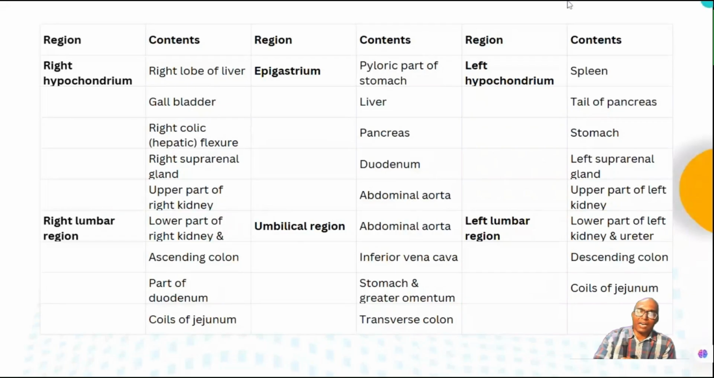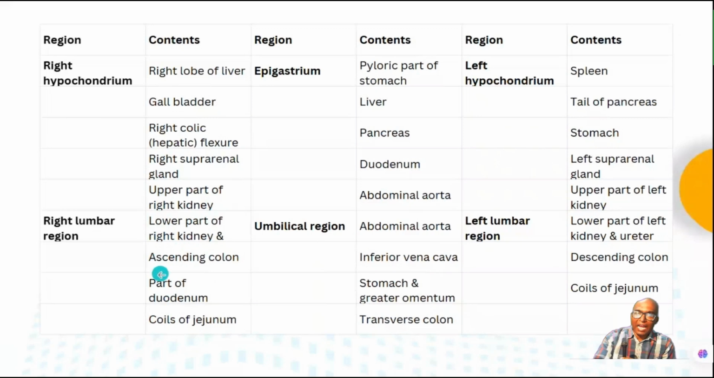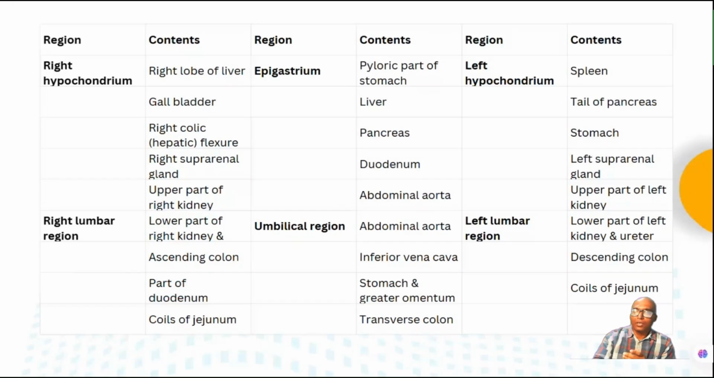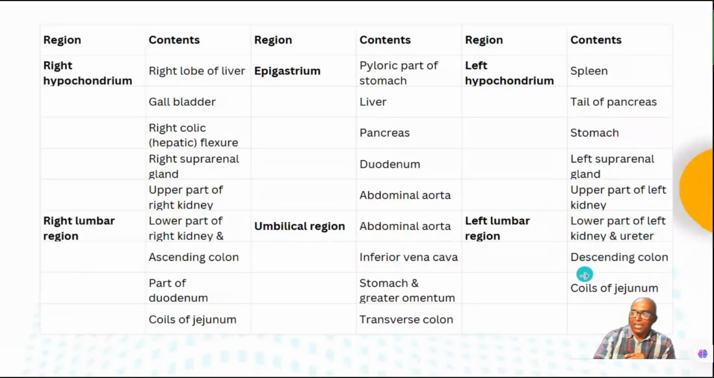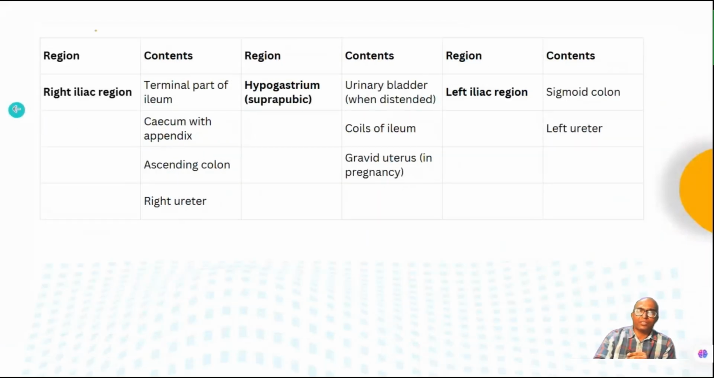Okay. Now coming to the right lumbar region. It will be related to the lower part of the right kidney and ascending colon, part of the duodenum, and coils of the jejunum. So this umbilical region will be related to the abdominal aorta, inferior vena cava, stomach, and greater omentum, then transverse colon. The left lumbar region will be related to the lower part of the left kidney and ureter, descending colon, and coils of the jejunum.